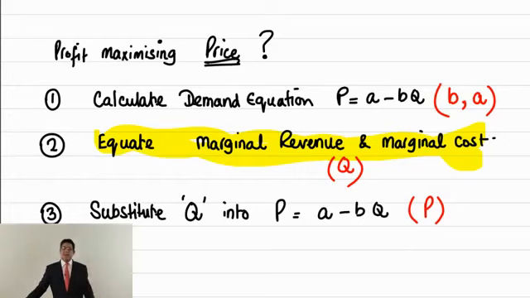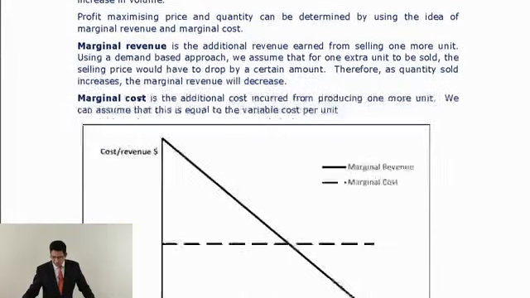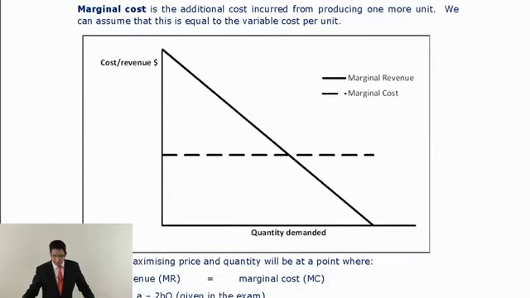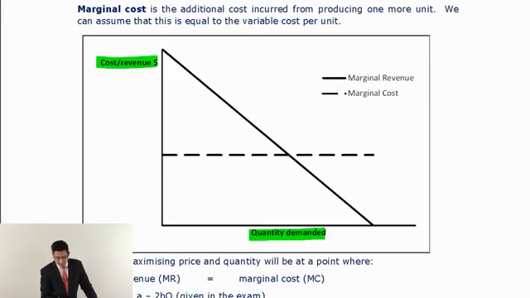Now let's understand marginal revenue and marginal cost in slightly more detail. You don't need to worry too much, the examiner will give us clear instructions. I will tell you in a minute, okay? Right, here are the marginal revenue and marginal cost curves. Here is the quantity demanded and here are the costs or revenues. We can look at marginal revenue here.